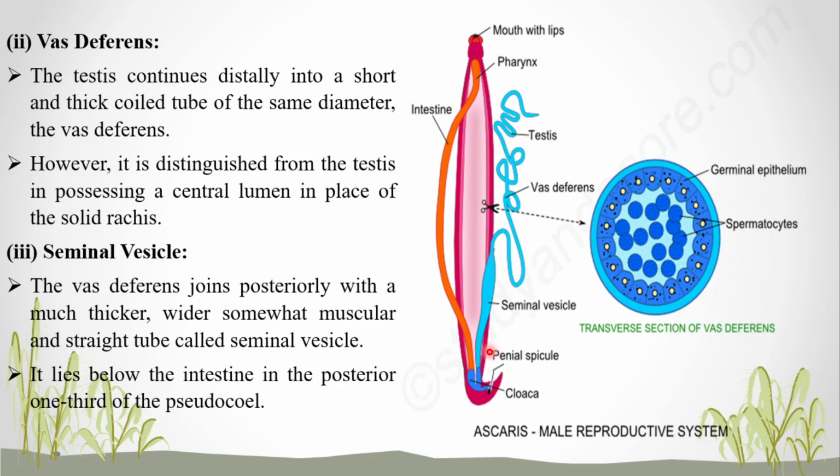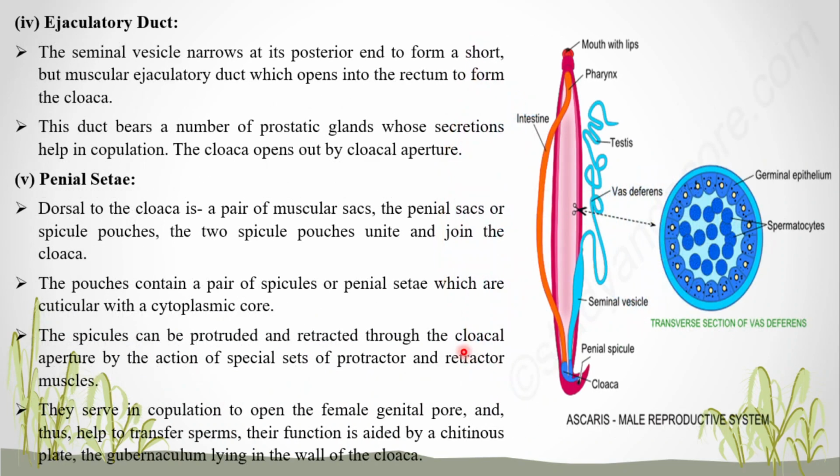It lies below the intestine in the posterior one-third of the pseudocele. Pseudocele is the cavity of Ascaris, and below the intestine this seminal vesicle lies in the posterior region. The fourth organ of reproduction is the ejaculatory duct.